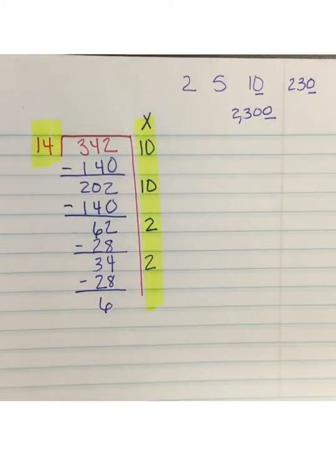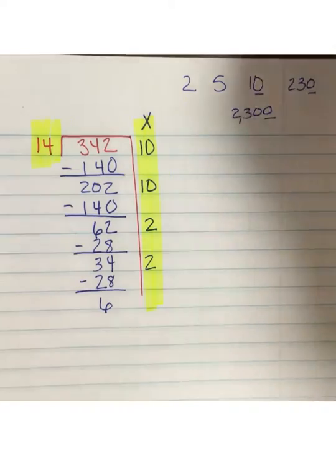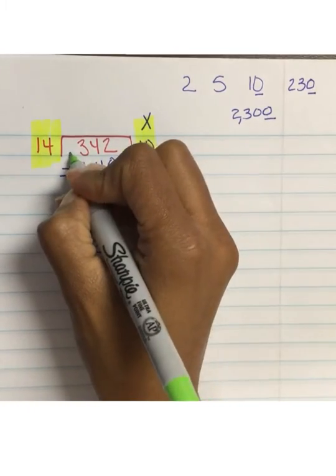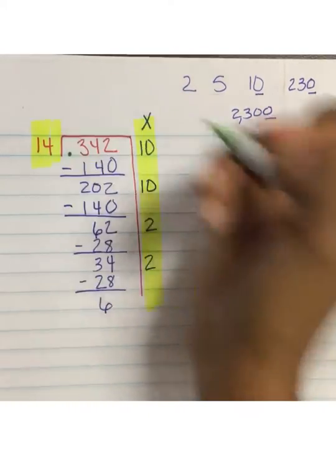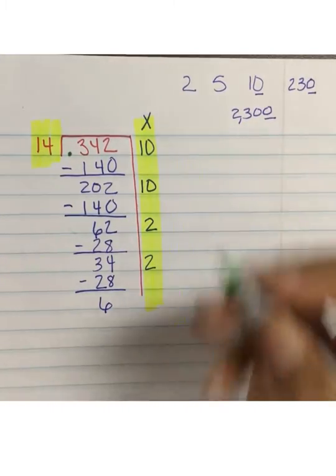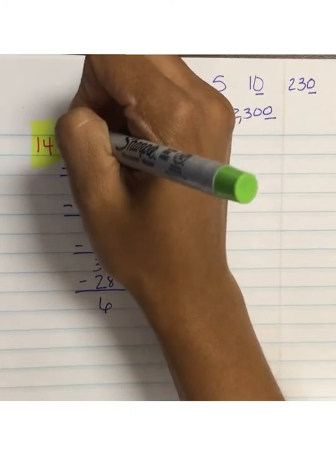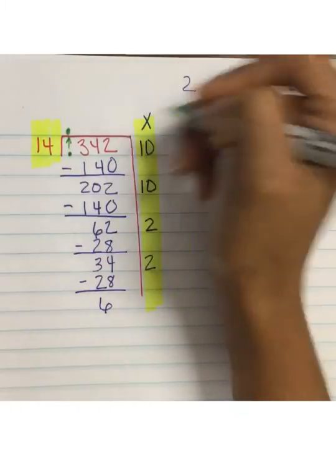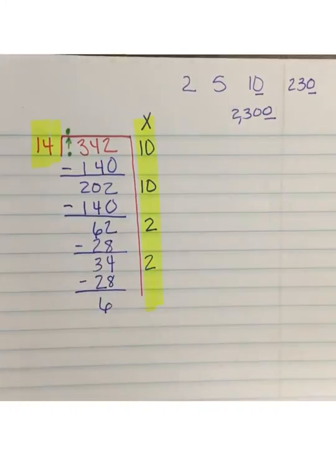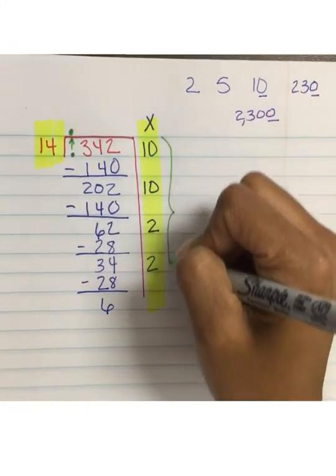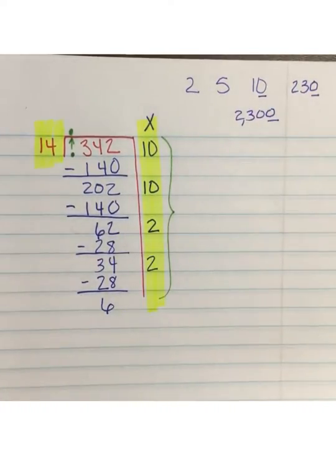Now, before I finish the video, I want to discuss what would happen if I had a decimal. So let's say that 342 is actually 342 thousandths. Well, what I would do with my decimal is I would bring it straight up. I would not go across for any reason. I would just go straight up. And I would add up these numbers that I got here to find my quotient.